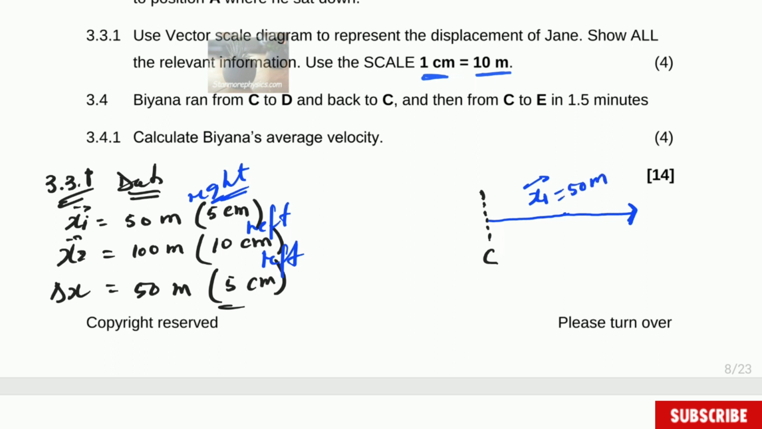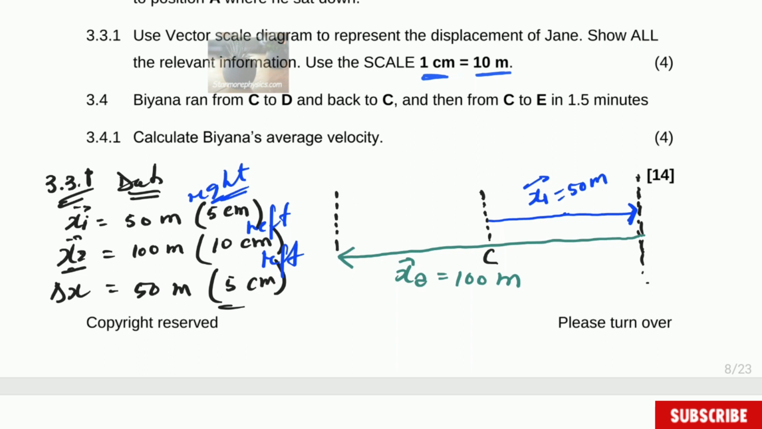Now right on the head of this, I'm going to draw the next vector. The next vector is going to be position 2, and position 2 is 100 meters to the left. So starting from here, we're going to take the ruler and measure 10 centimeters all the way to the left. This one here is position 2, which is equal to 100 meters. Then I draw another dotted line on the head of that vector. So here is another dotted line.